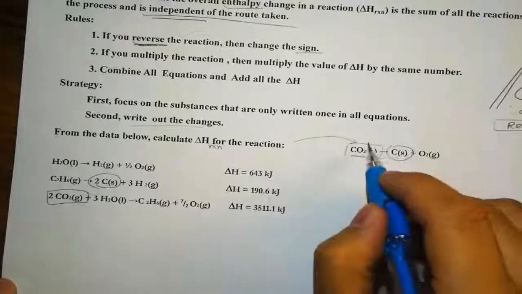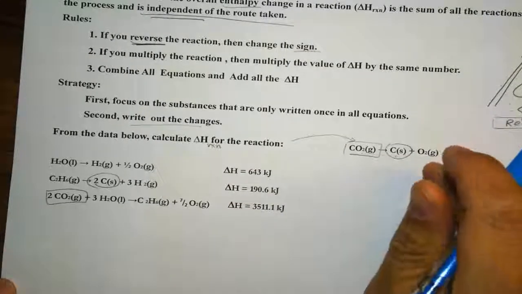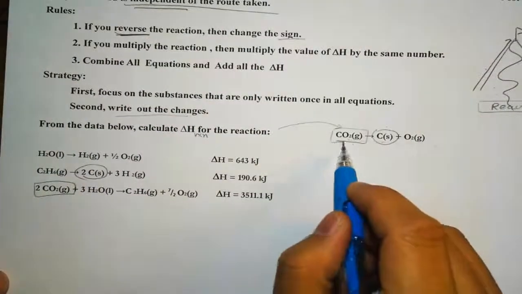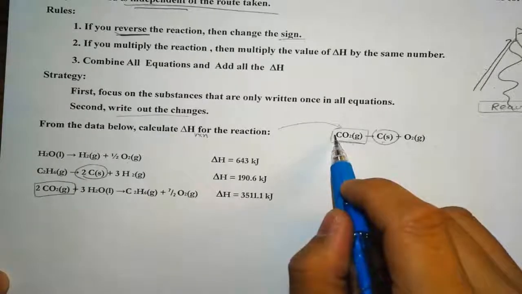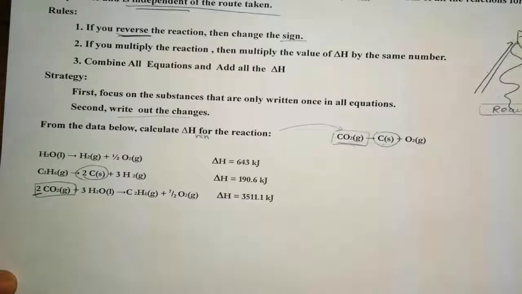So what do you want to focus on? Of course, let's start with whatever you see first, carbon dioxide, okay? Notice how I ignore oxygen, because you see oxygen in multiple places here. So for carbon dioxide, the overall only has one carbon dioxide. So I go over here, but look at this, I have two carbon dioxide.